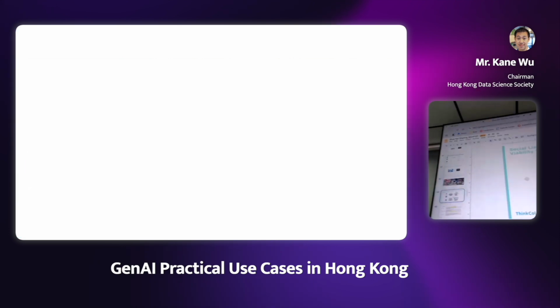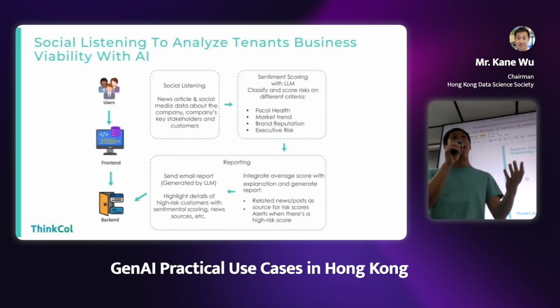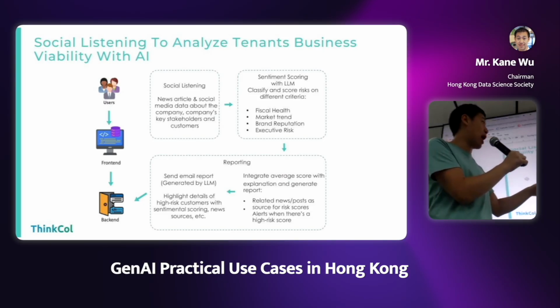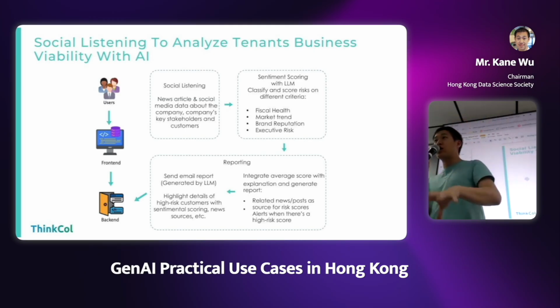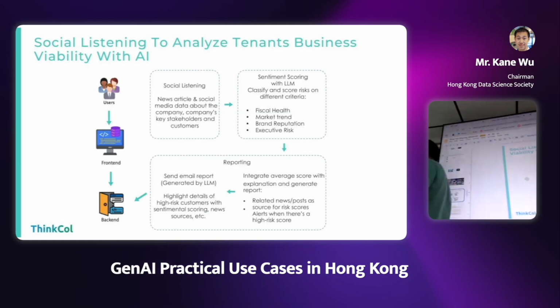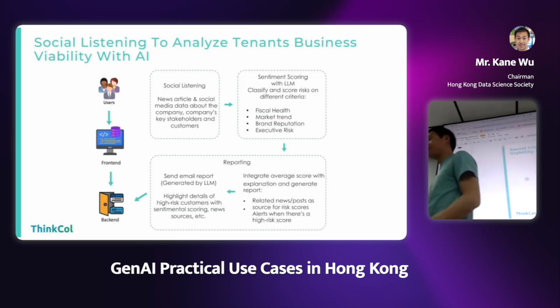One of the things we do is take in a lot of social listening tools. For example, there are scraping tools that can grab data from YouTube, Baby Kingdom, Facebook, and IG. You grab all the data, and then you can use LLMs, things like O1, to analyze it so that you can create a score for each company on their financial health. We classify it, giving a score for fiscal health, market trend, brand reputation, and executive risk.